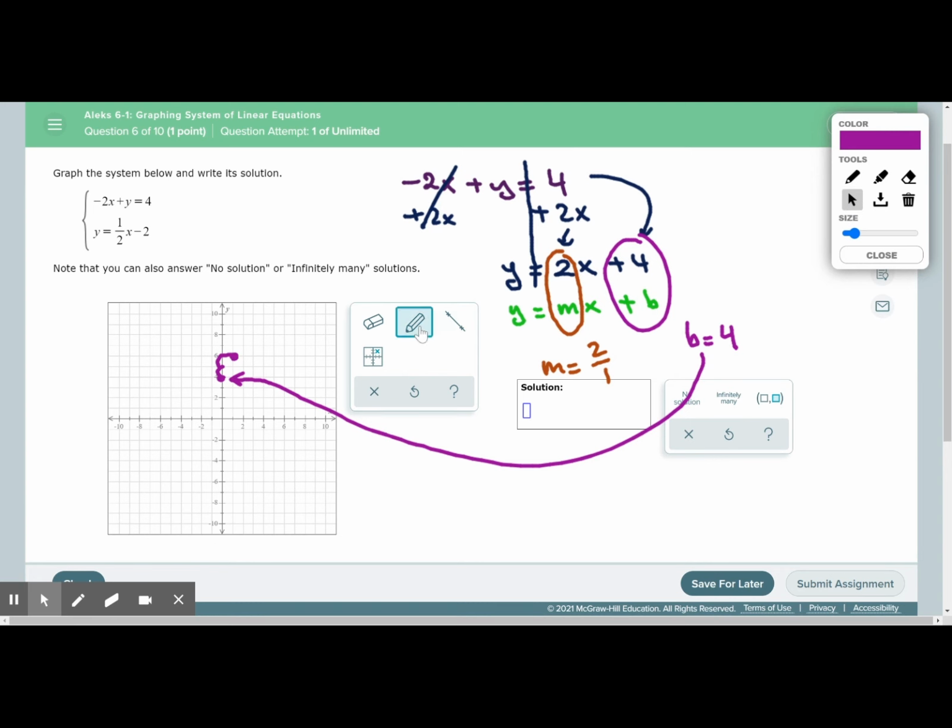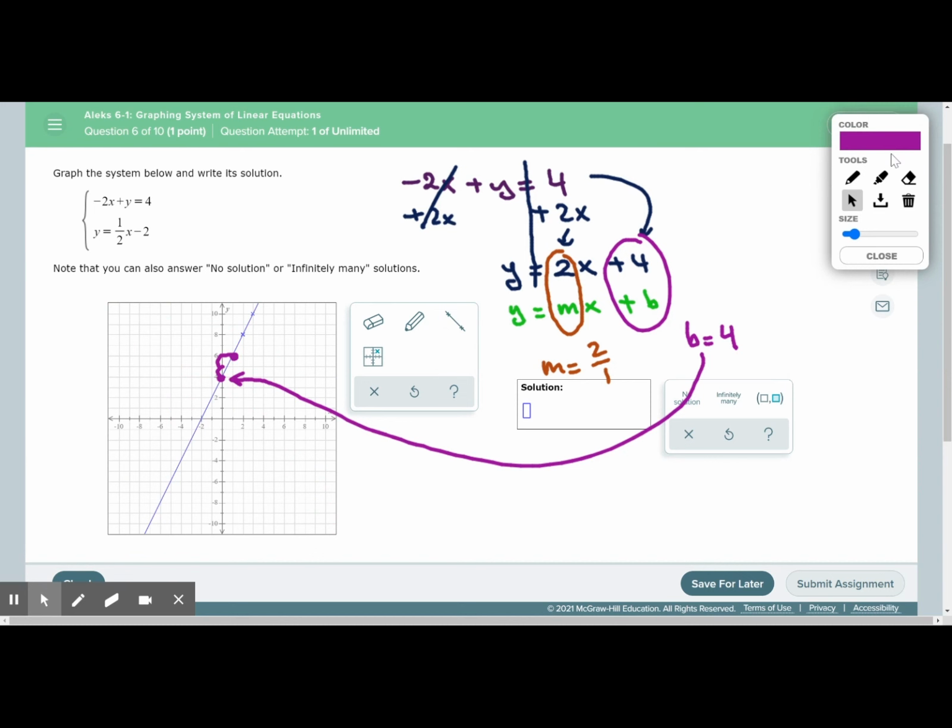Click the pencil, that's fine. Click your beginning at 4 and you go up 2 over 1. From this point, up 2 over 1. You can make as many points as you want. It doesn't have to be 2 points. All right, so that's the first line.